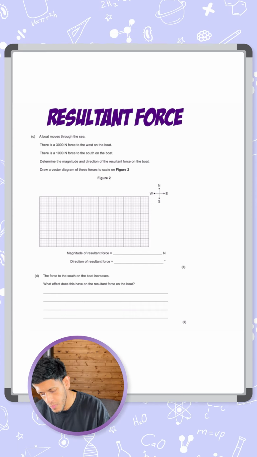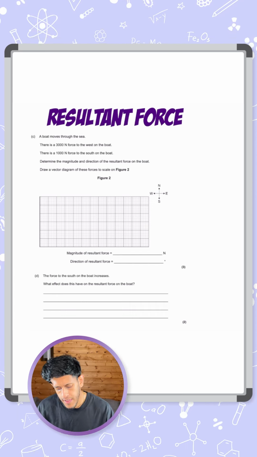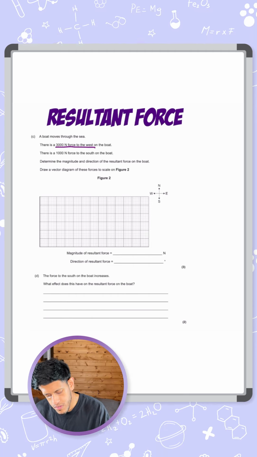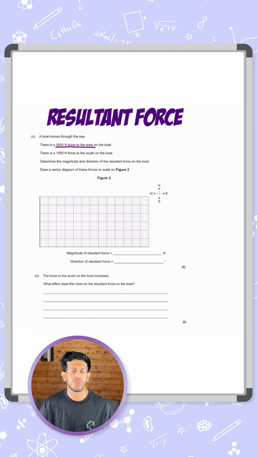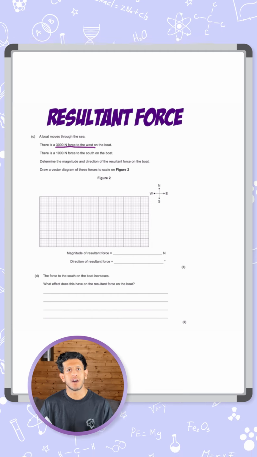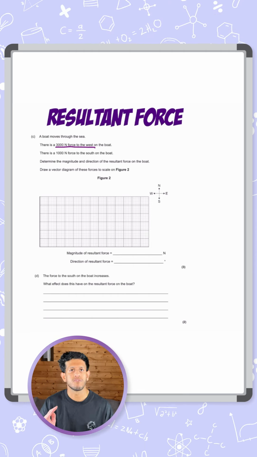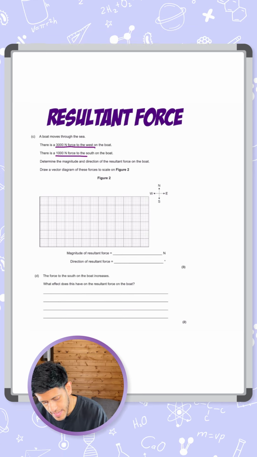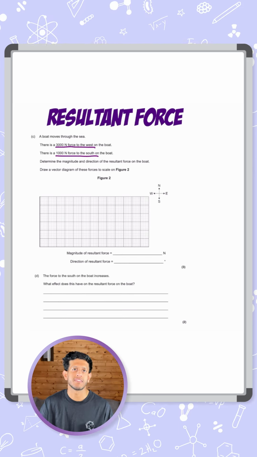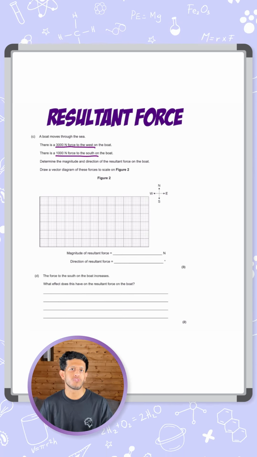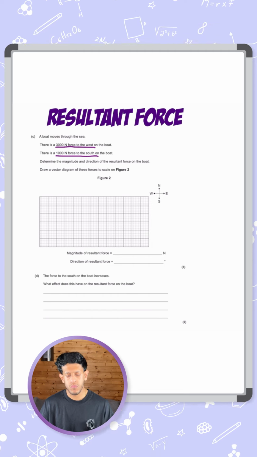So to start with, we are referring to the 3000 Newton force to the west. So they've given us a direction as well. That's to the west: north, south, east, west. West is pointing to the left. So we need 3000 Newtons of force going to the left. And then it says 1000 Newtons of force to the south. So that's downwards. So we're going to have a force going 3000 to the left and 1000 downwards.